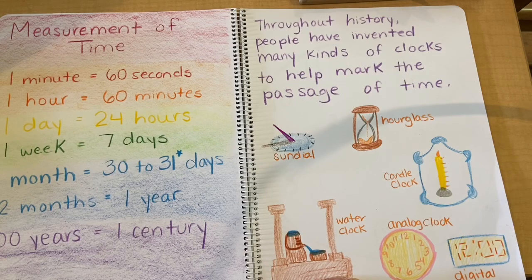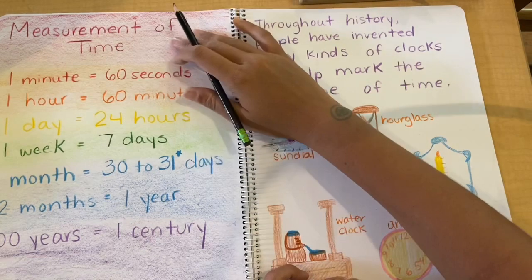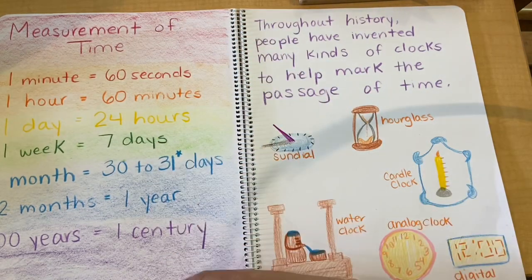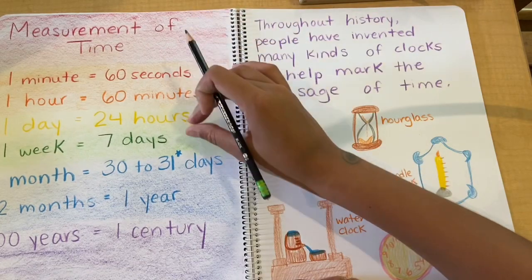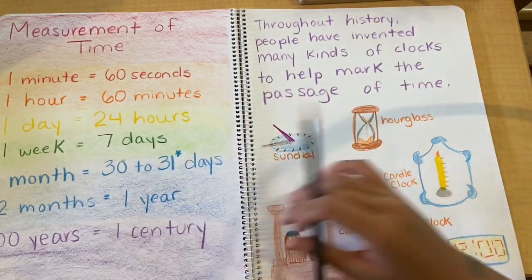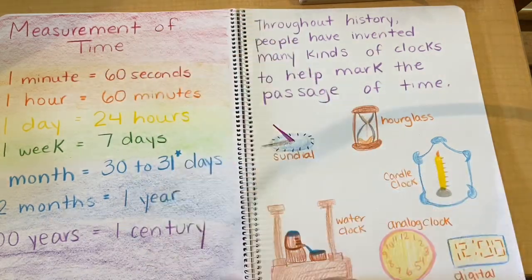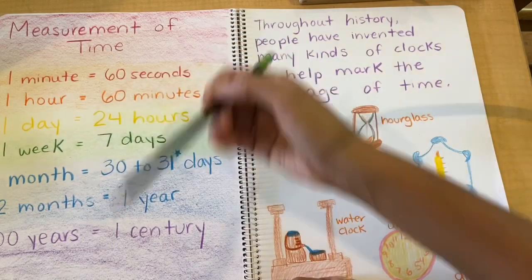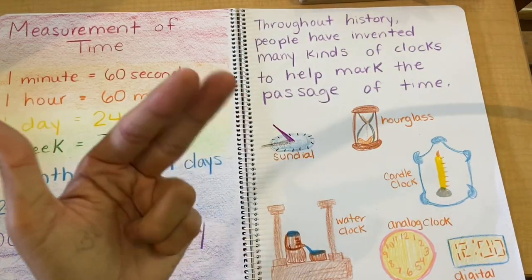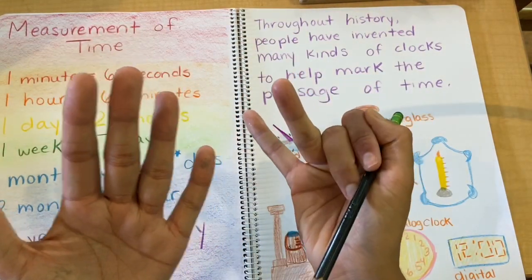Here are the 2 pages of the work that we did yesterday. We have the different increments of time, which is all the different measurements of time that we use. For example, 1 minute is 60 seconds, 1 hour is 60 minutes, 1 day is 24 hours, 1 week is 7 days, Monday, Tuesday, Wednesday, Thursday, Friday, Saturday, Sunday.